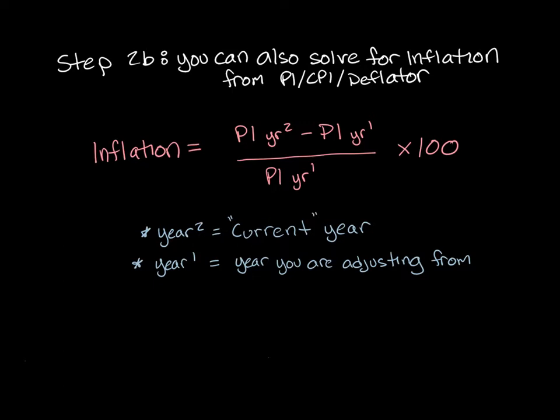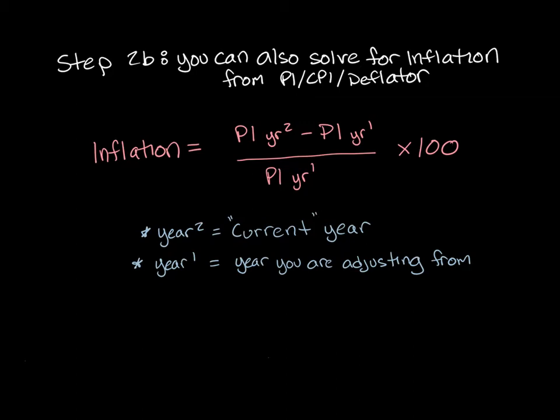The formula for inflation is going to be price index of year 2 minus price index of year 1, divided by price index of year 1, times 100. And in this case, year 2 is going to be the current year, aka whatever year we're solving for, and year 1 is going to be whatever year we're adjusting from in this particular case.